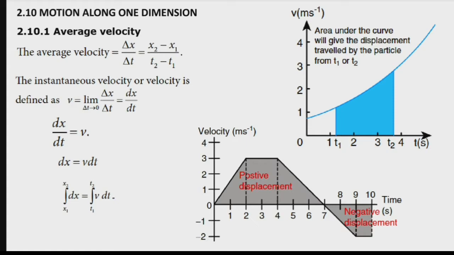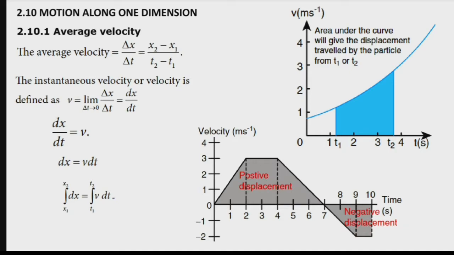Integrating both sides, we integrate dx. The limit values are x1 to x2, and the right side is v dt, which we integrate with limit values t1 to t2. So by integration we get the integral of dx with limit values x1 to x2 is equal to the integral of v into dt with limit values t1 to t2.